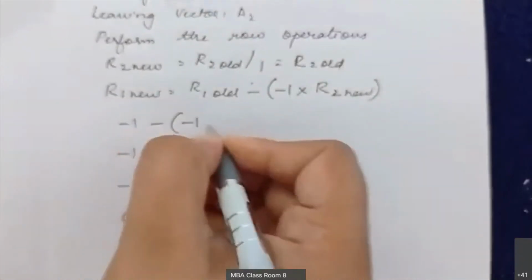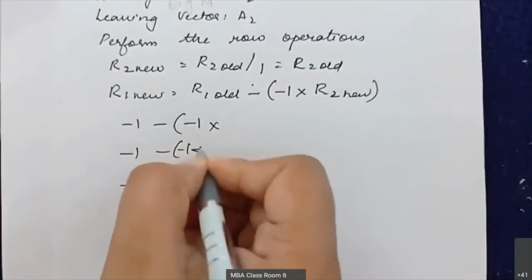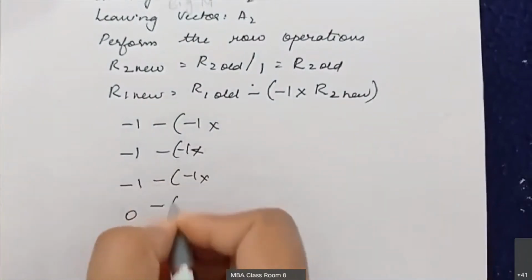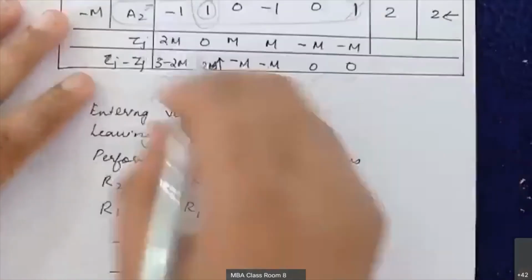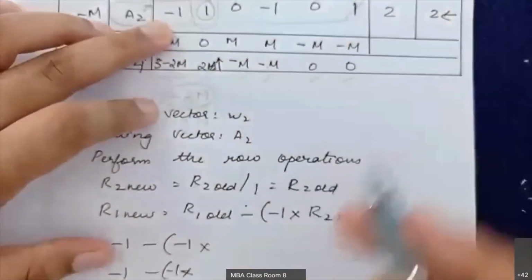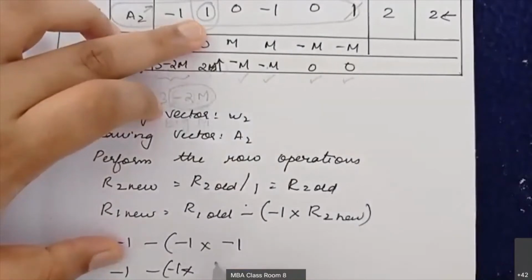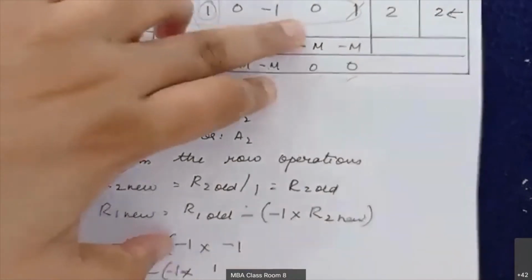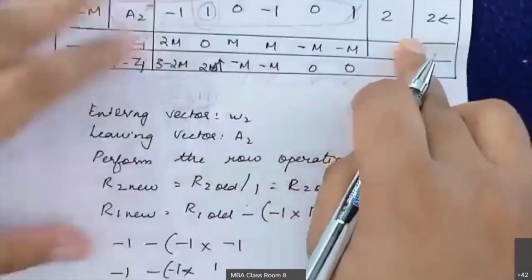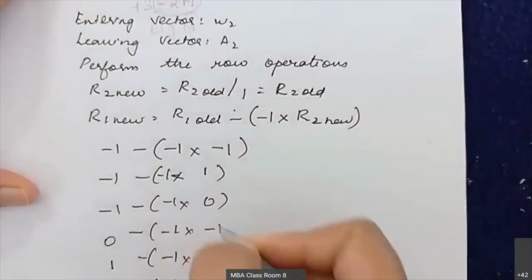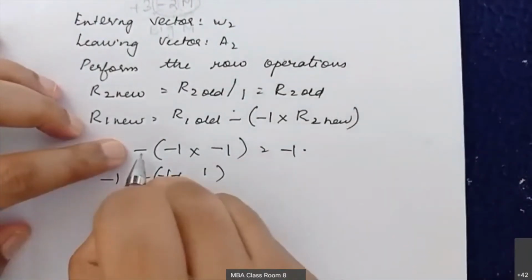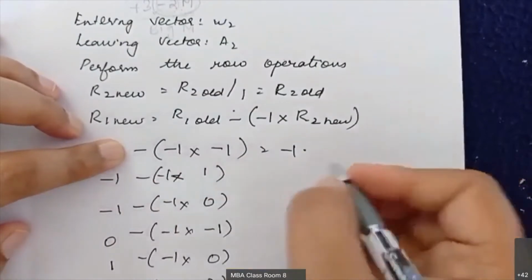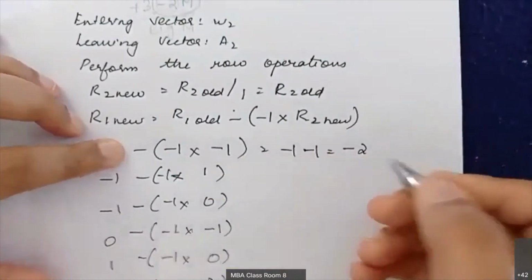Minus of -1 into R2 new. R2 new and R2 old are going to be the same, so you can just take the values from the simplex table itself: -1, 1, 0, -1, 0. You don't have to take this 1, skip and take 2. Now over here, -1, and here minus into minus into minus, it is always a minus, so it is -1. Together you have -2.